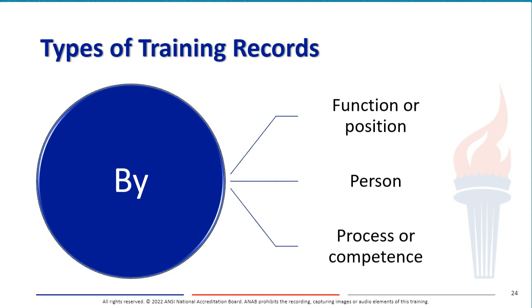It is up to your organization to determine how training records will be organized, and it may be a combination of all of these. So it is something to think about and plan for when developing or improving your training process so that the records are organized in a way to be easily retrievable and comprehensive in demonstrating the effectiveness of the training program.